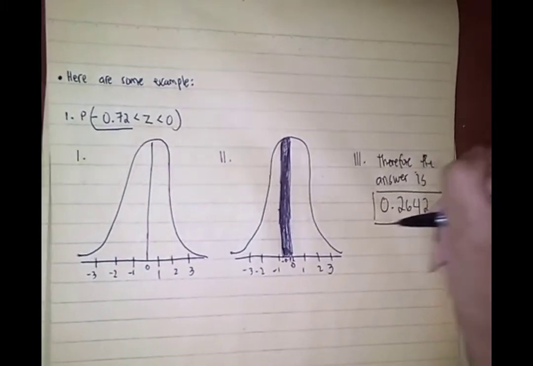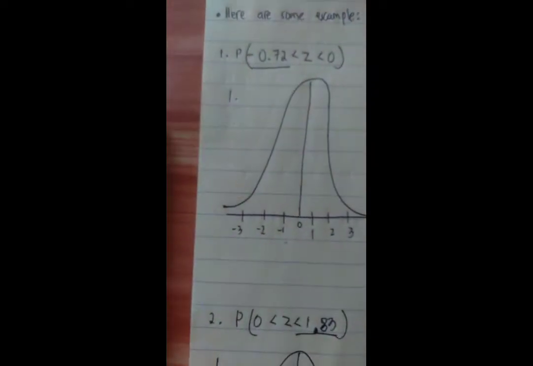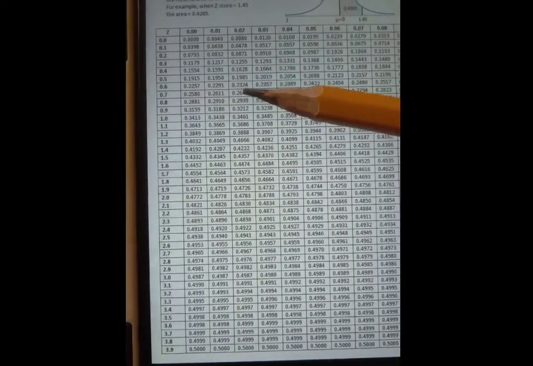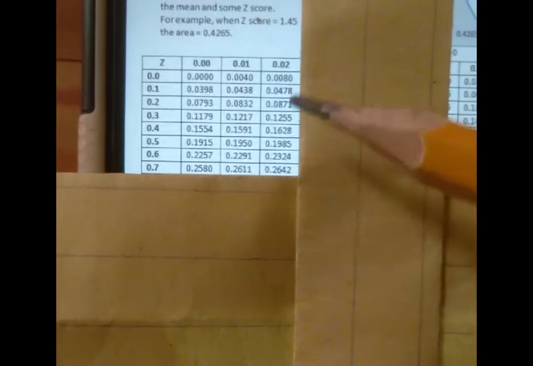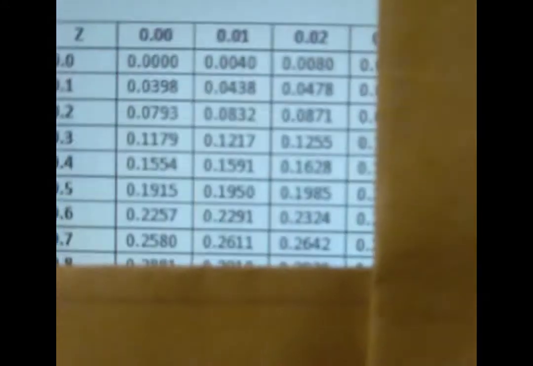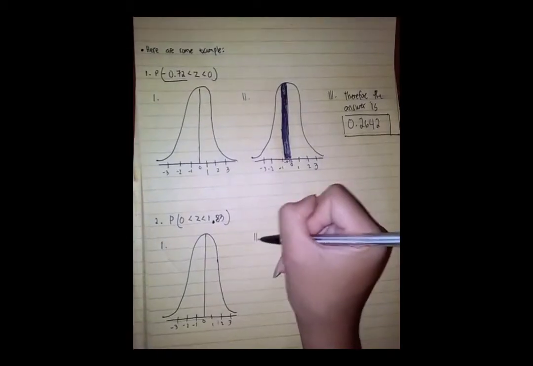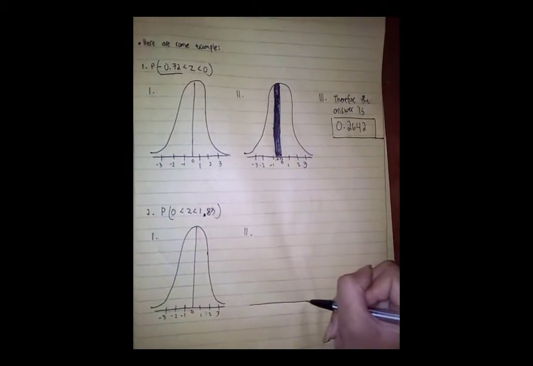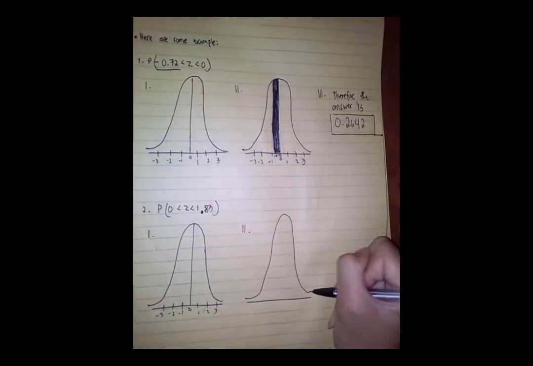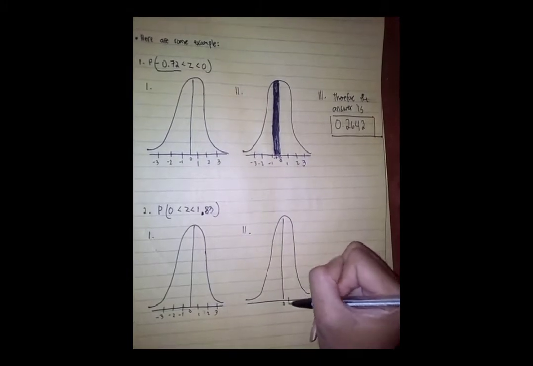0.2642. If you ask why 0.2642 is the answer, it is because you will calculate the area by using the table of areas under the normal curve. So for 0.72, you will find the 0.7 and 0.02 at the table. That's why the 0.7 and 0.02 is under the 0.2642. That's why the answer is 0.2642.